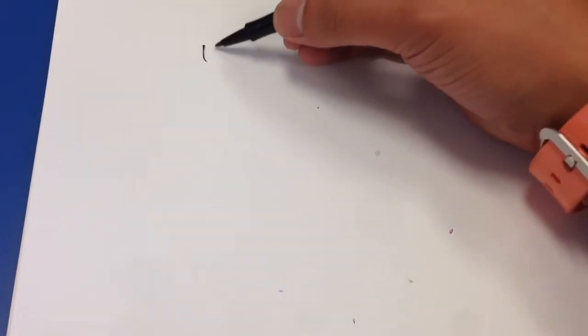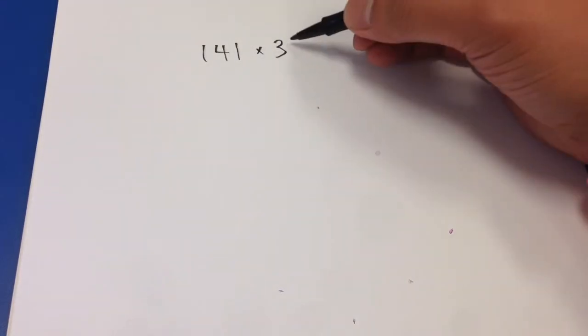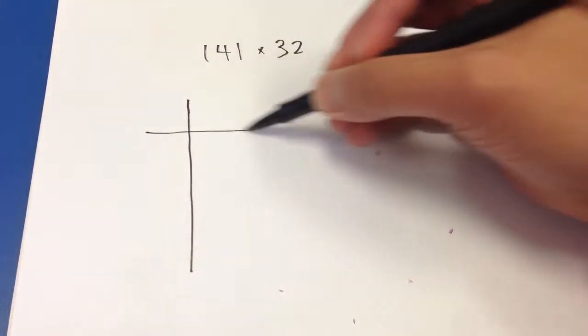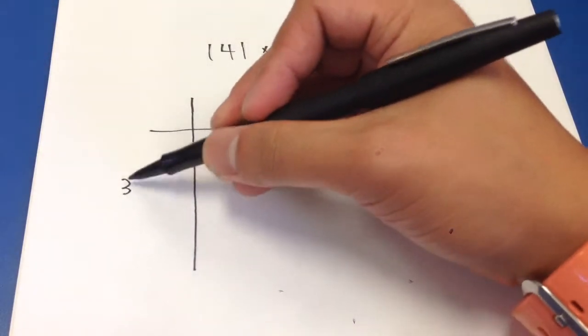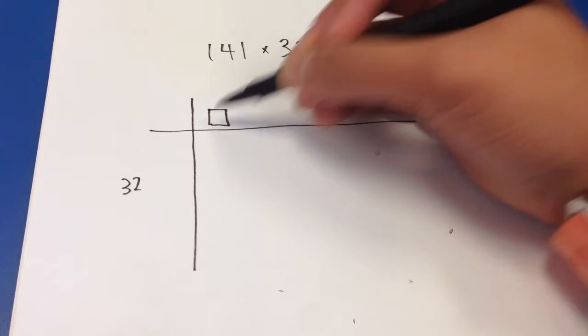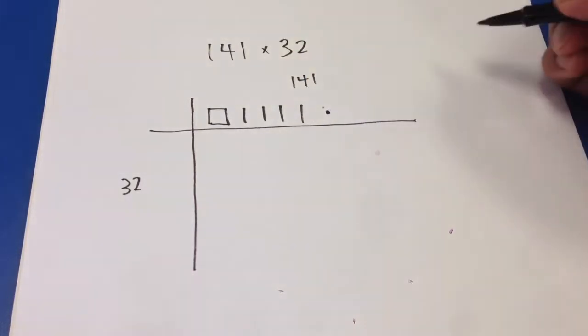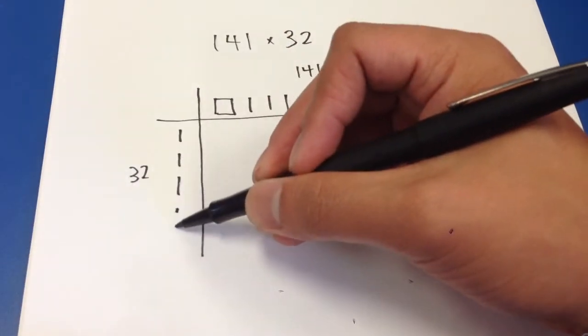Okay, another example. Let's say that I have 141 times 32. So again, I'm going to draw my chart here. I'm going to represent 141 up top, 32 on this side. 141 has 100, 4 10s, and 1 1. And then 32 has 3 10s and 2 1s.